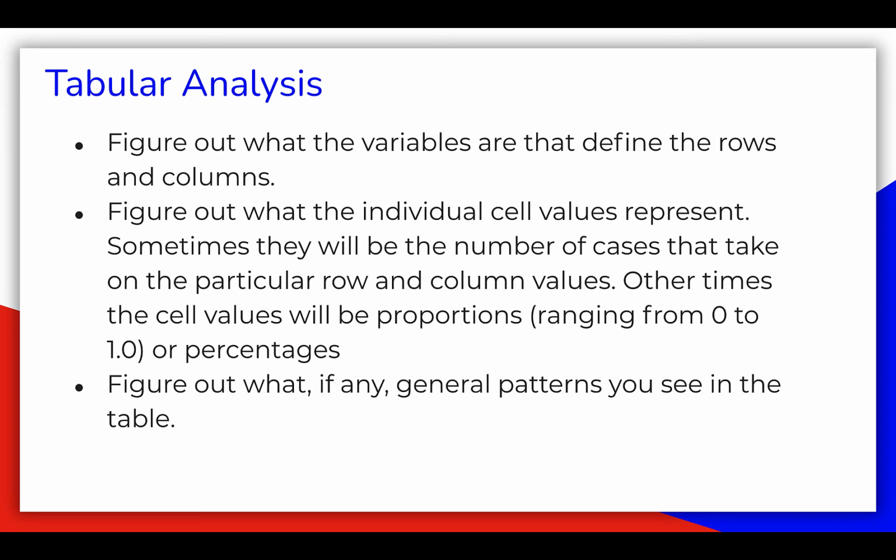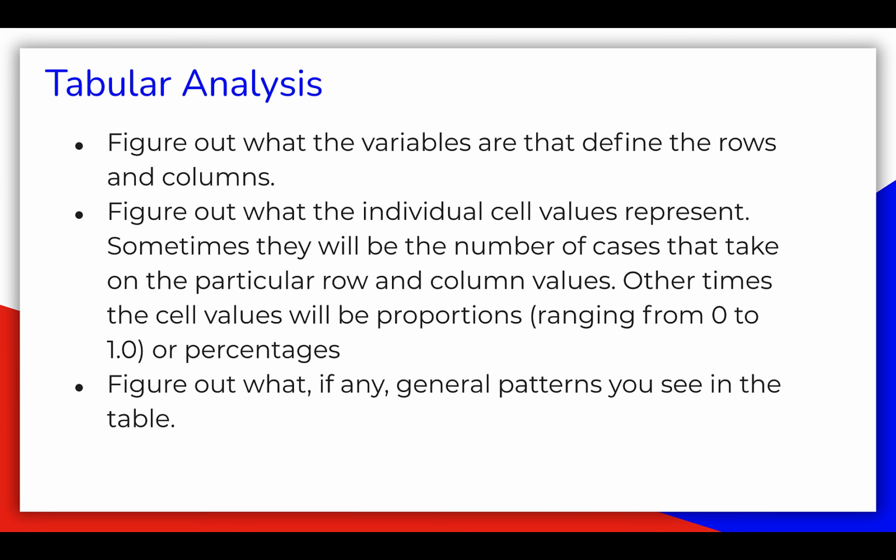For tabular analyses, there are 3 steps that you're going to need to follow. The first is that you need to figure out what the variables are that define the rows and columns first. And preferably, you would have your rows as your dependent variable and your columns as your independent variables. The second step is that you need to figure out what the individual cell values represent. So sometimes they will be the absolute number of cases that fall into each.